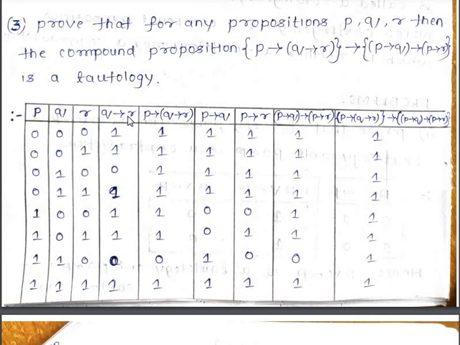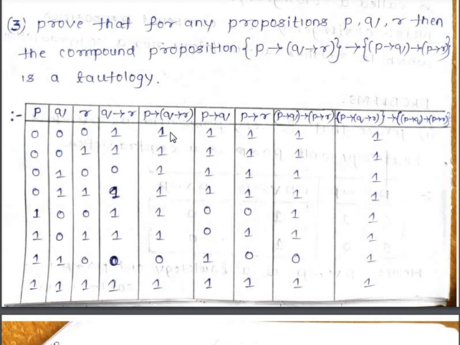Q implies R. For the conditional, what is the condition? If P is 1, Q is 0, then only 0. In all other cases it will be 1. Q implies R. Only these 2 columns you have to consider. 0 0 gives 1, 0 1 gives 1, 1 0 gives 0, 1 1 gives 1, 0 0 gives 1, 0 1 gives 1, 1 0 gives 0, 1 1 gives 1.